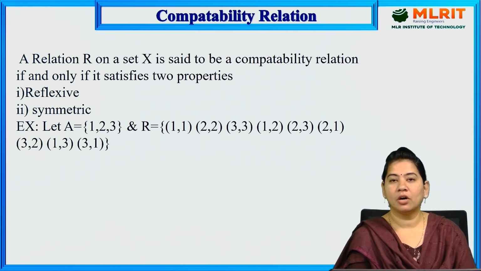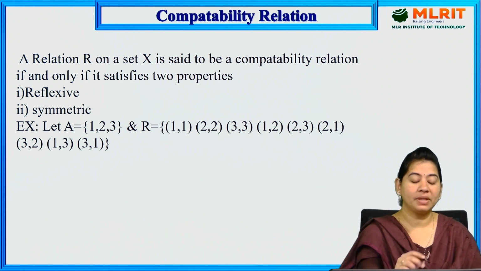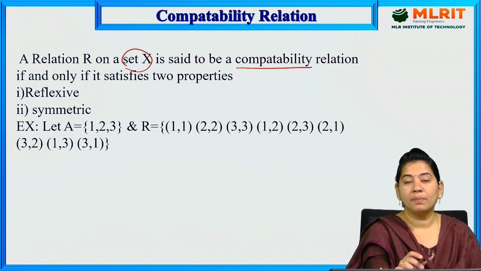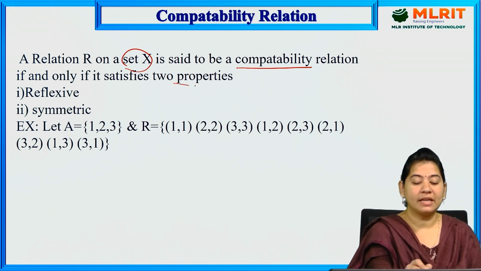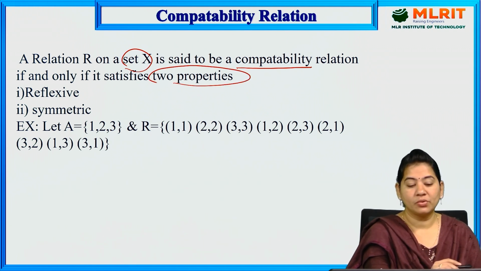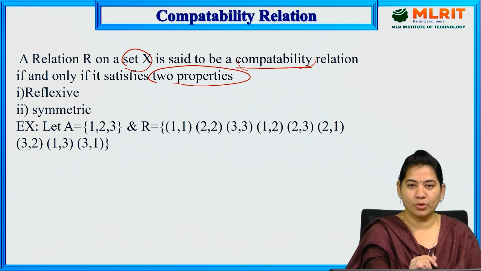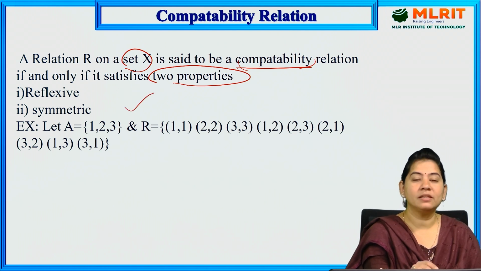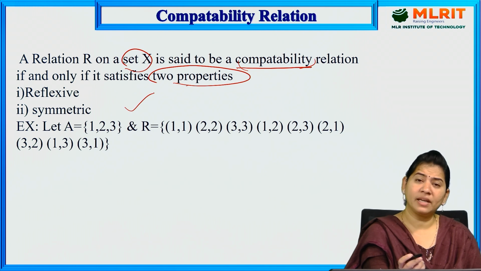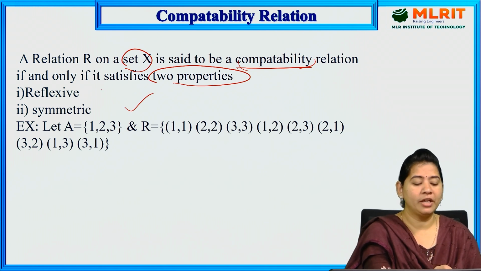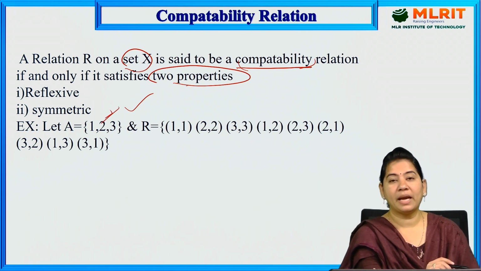Next we have the compatibility relation. A relation R on set X is said to be a compatibility relation if and only if it satisfies two properties. Those are reflexive and symmetric. If the relation also satisfies transitive, then we call it an equivalence relation. But if only these two properties are satisfied, then we say it is called a compatibility relation.